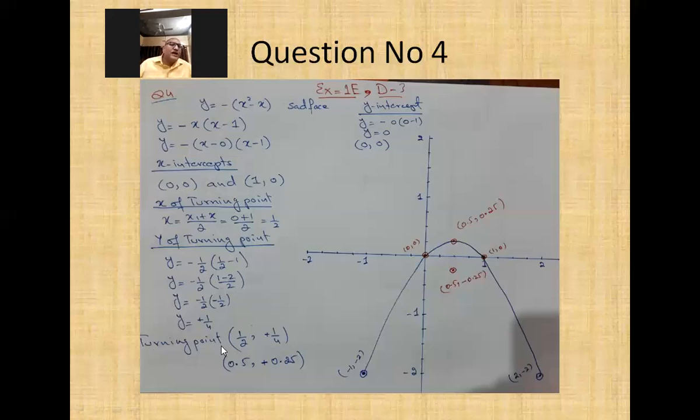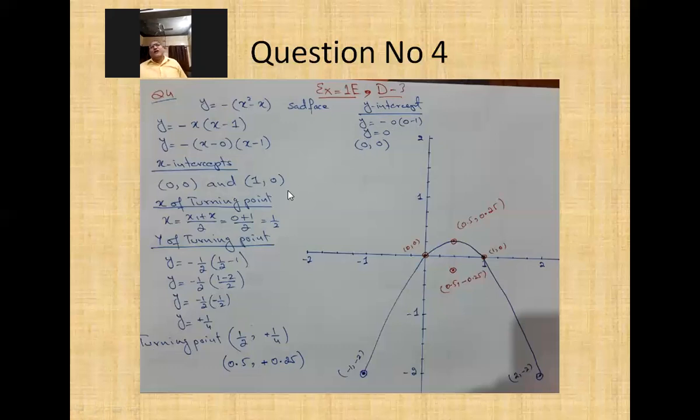So the turning point coordinates will be 1 by 2 and 1 by 4. So 1 by 2, 1 by 4, that is 0.5, 0.25. Now I will find the y-intercept.